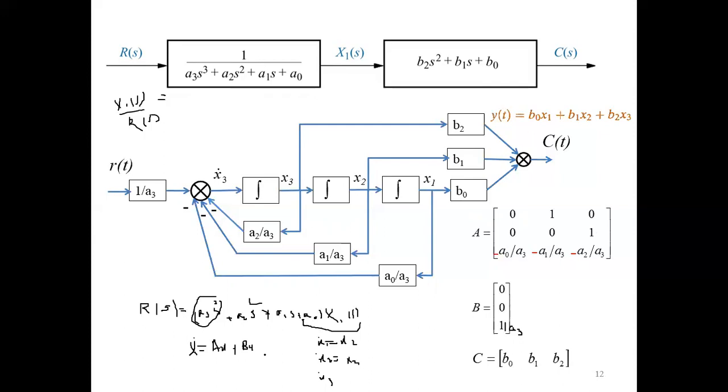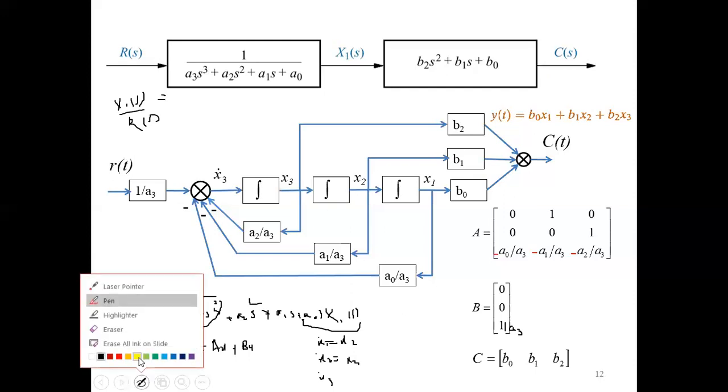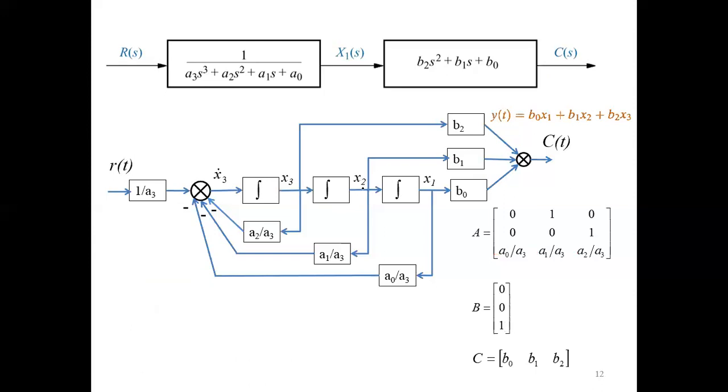And also for the bu term, the first two terms are 0, there is no r term, and here we have plus 1 over a3. So here we have written b with plus 1 over a3. Now the last step is to convert these state equations to the block diagram. So let's solve this.